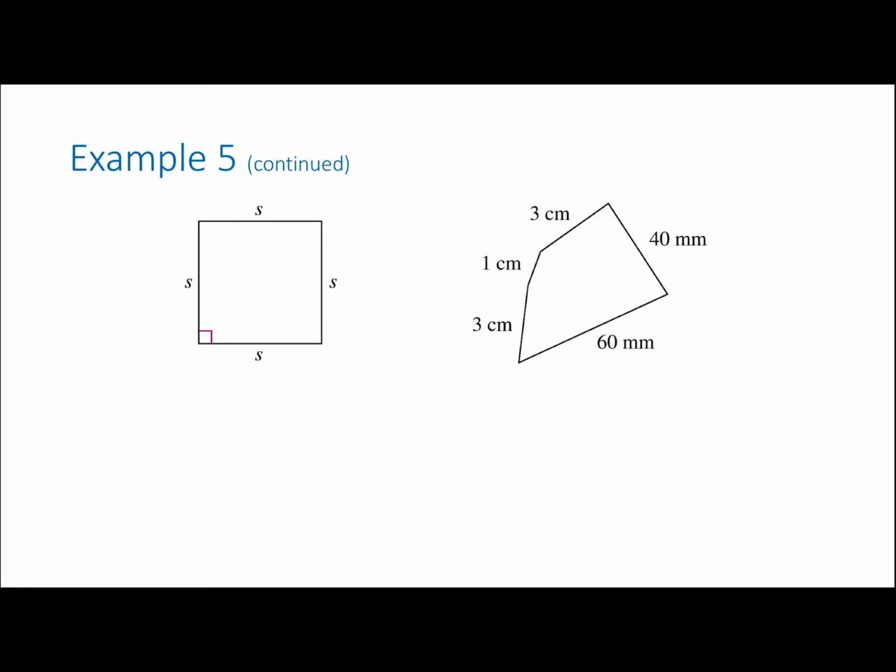All right, so look at this one. We have a square. We know it's a square because we do have the right angle, and we also are told that every side length is the same length. And so based off of that, we know this is a square. And so the way we find the perimeter of a square is we just add up the side lengths, and they're all the same, right?